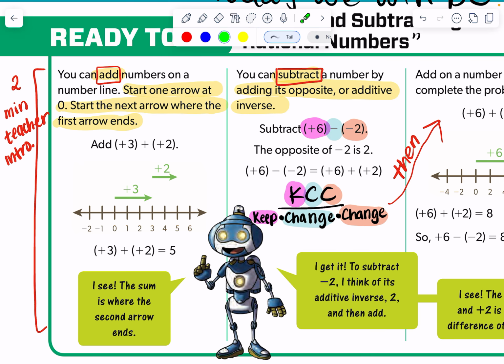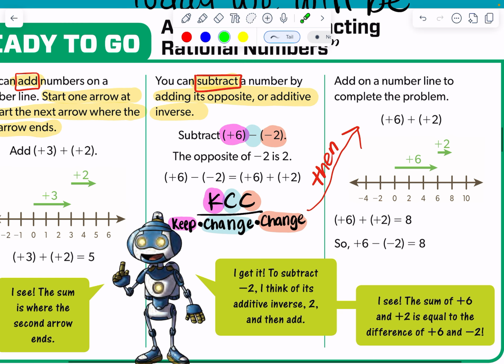That leaves us at 5 as our answer. That part is going to be easy for kids. However, subtraction is a little bit more complex. So it tells us you can subtract a number by adding its opposite or additive inverse. In some classes, students may have learned keep, change.